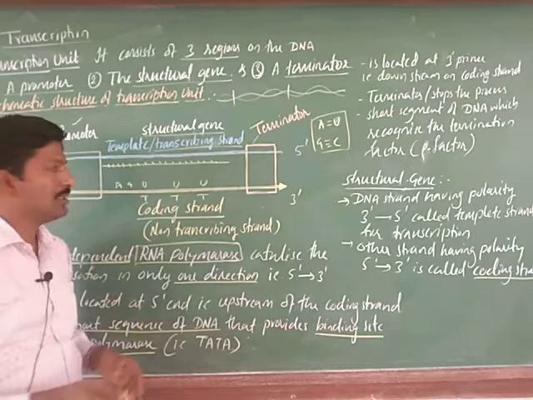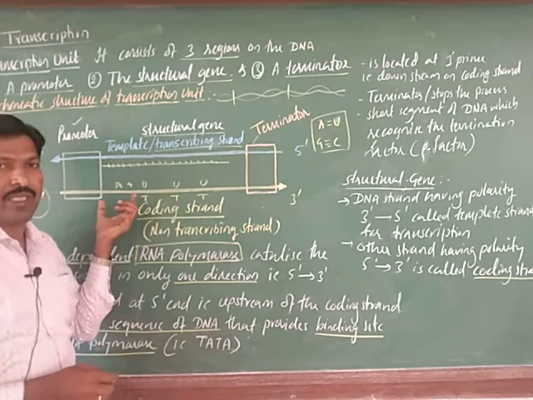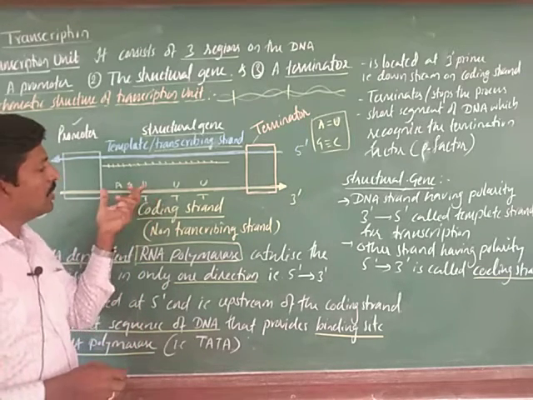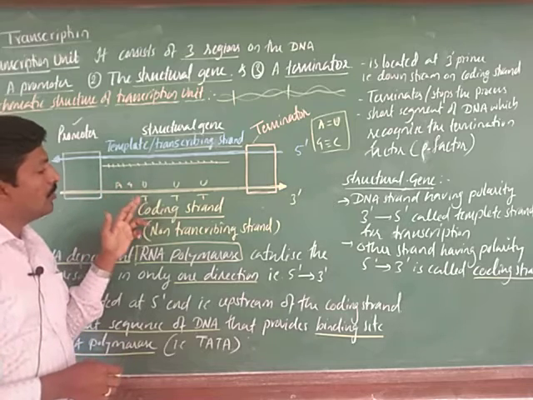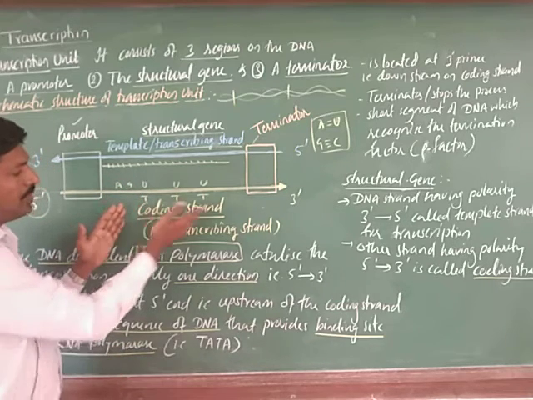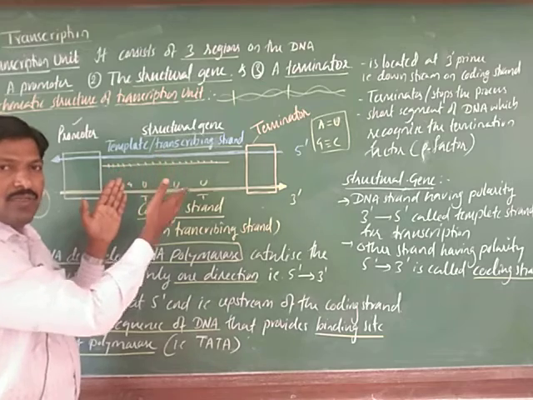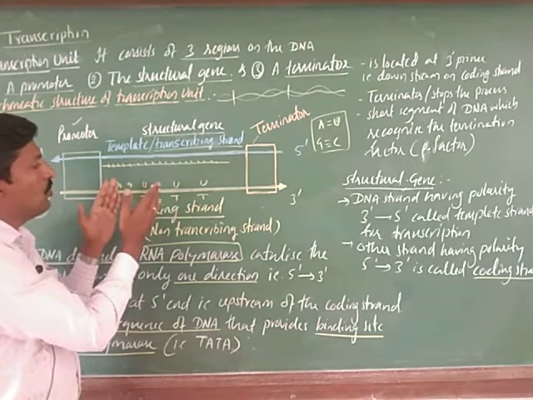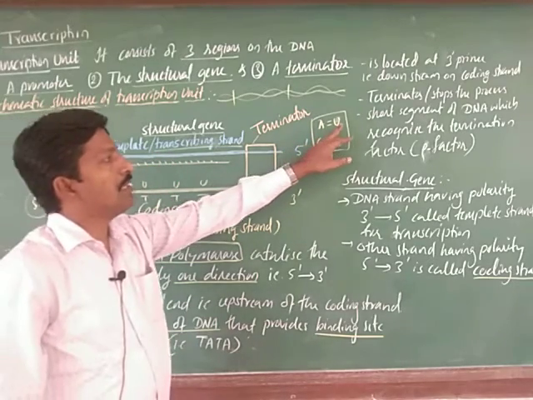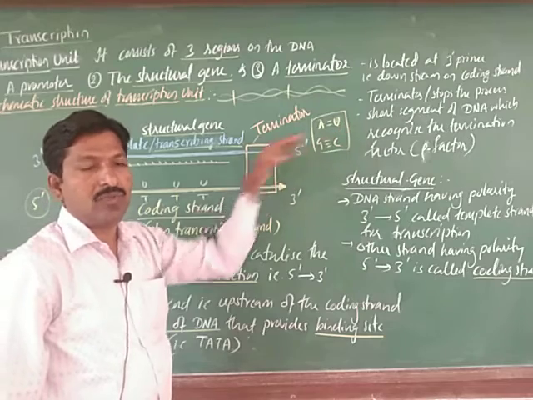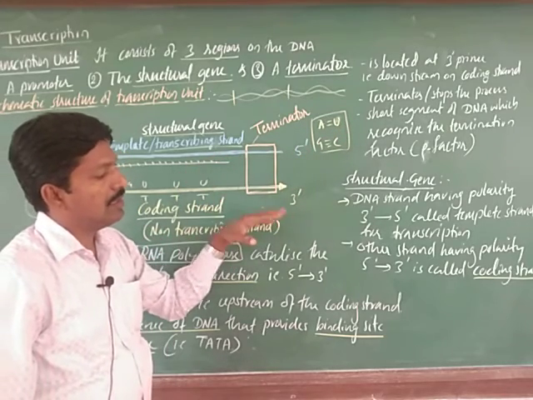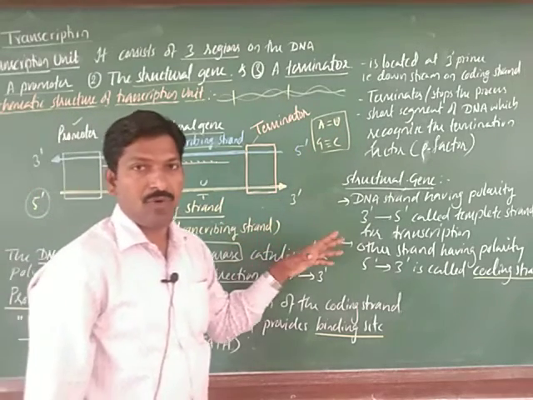For protein synthesis, we read the sequence as triplets. The coding strand is similar to the newly synthesized RNA. It is exactly similar, but the only difference is that instead of thymine there is uracil. In this way the newly synthesized RNA will be formed.